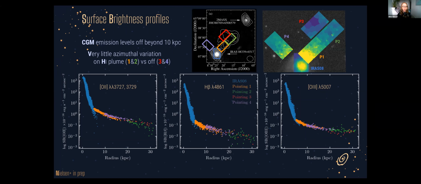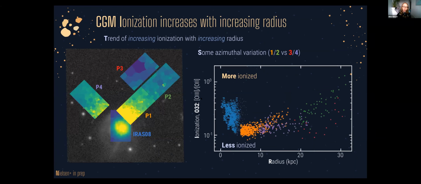So given that we have multiple lines, we can do things like measuring the ionization of the gas. So we took the ratio of the [OIII] to [OII] line, which gives you an idea of how ionized the gas is. And we found a general trend of increasing ionization as you move away from the galaxy. This result is consistent with higher redshift work looking at the CGM with absorption. So that's not unexpected. There may be some azimuthal variation where if you compare the orange and green points to the red and purple points, there's a little bit of an offset, but we're not entirely sure what that's due to just yet, so stay tuned.